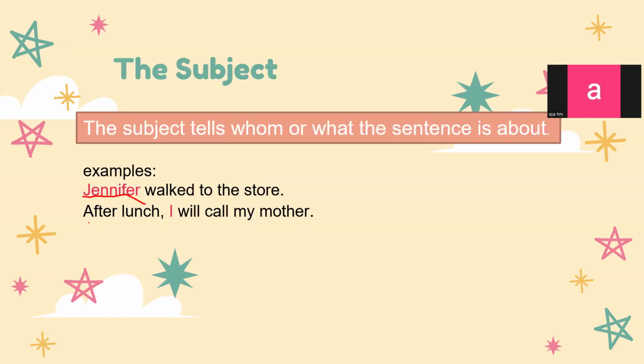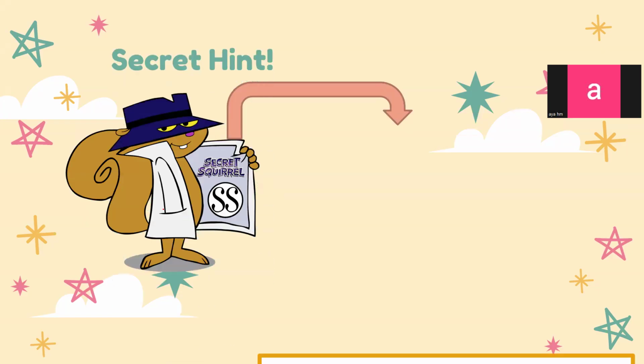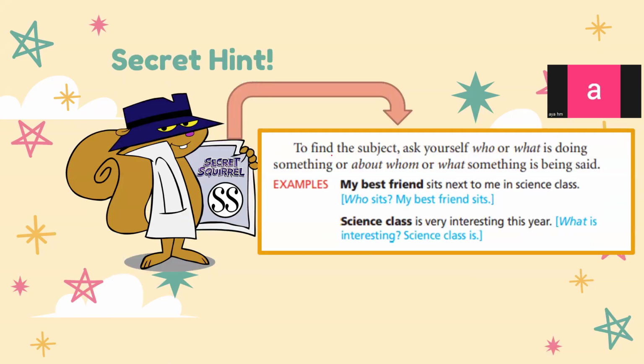Here, for example, we have after lunch, I will call my mother. So I is the subject. Secret hint: to find the subject, ask yourself who or what is doing something or about whom or what something is being said. For example, my best friend sits next to me in science class. Who sits next to me in science class? It's my best friend, so it's subject. Science class is very interesting this year. What is very interesting this year? It's the science class.